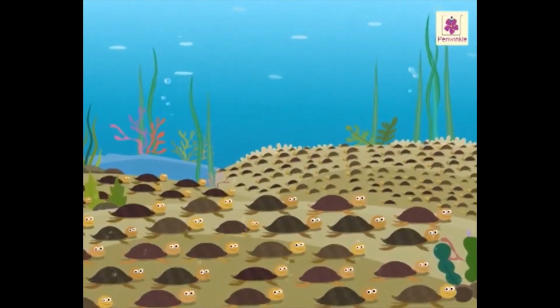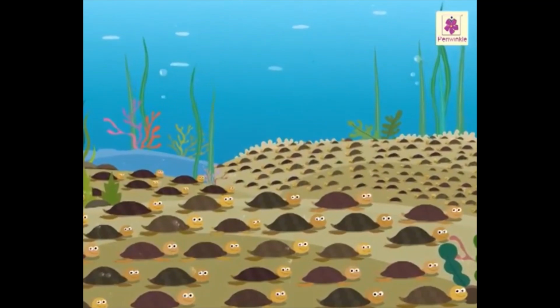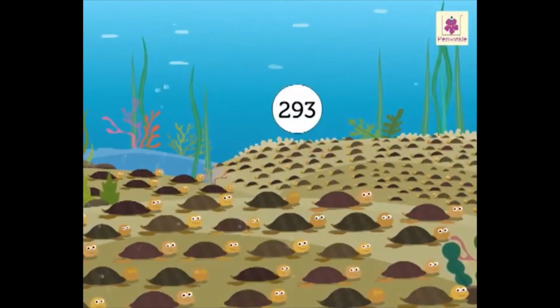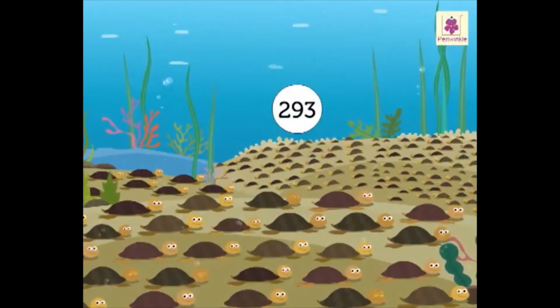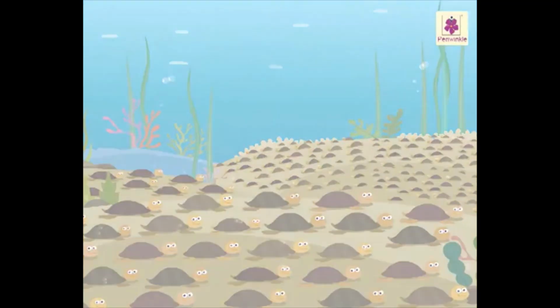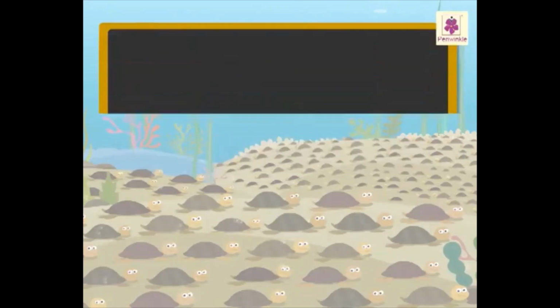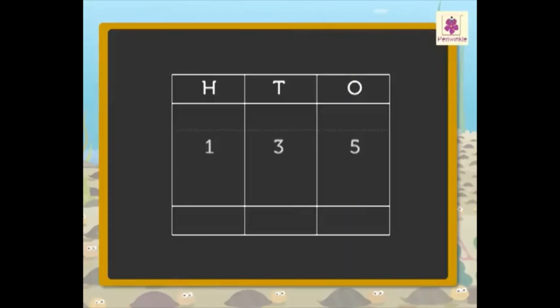Can you see some big and small turtles? There are 135 big turtles and 293 small turtles. Let us see how many turtles are there in all. Here we have to add 135 and 293 to find out the total number of turtles.